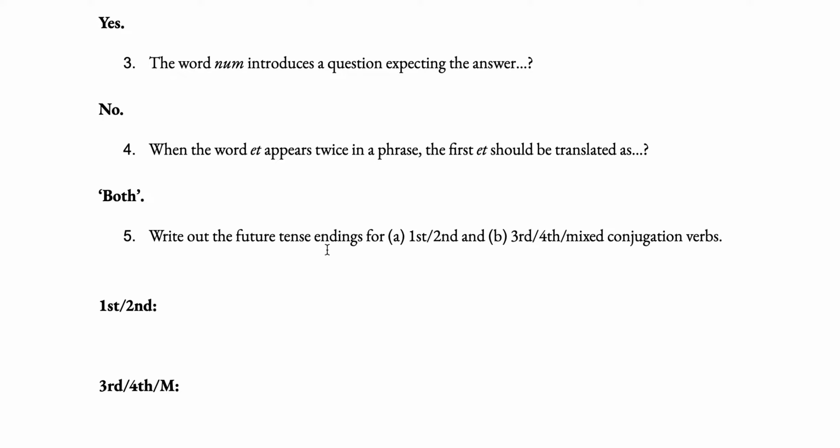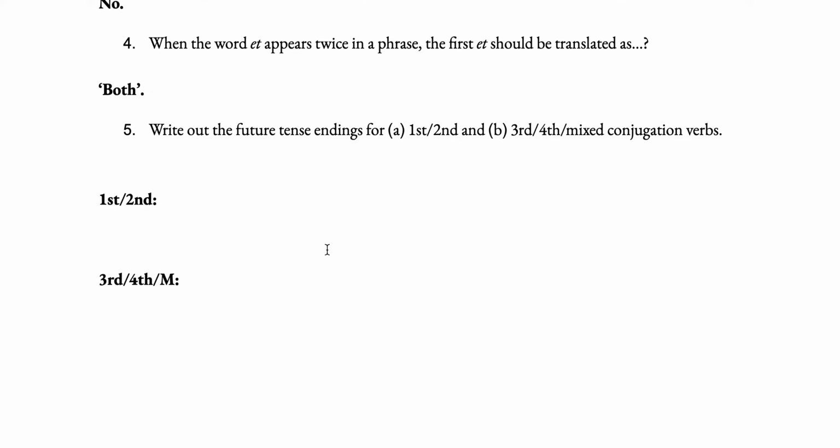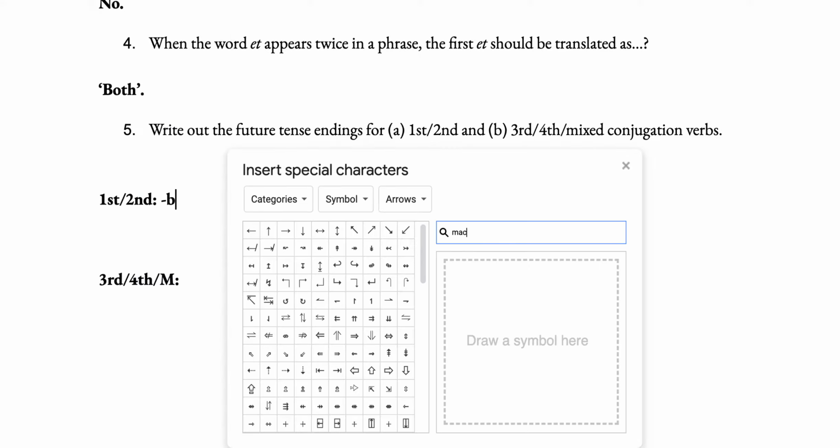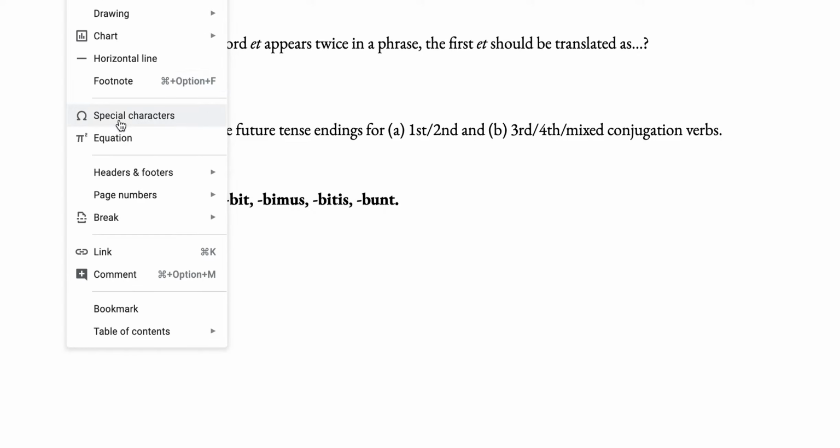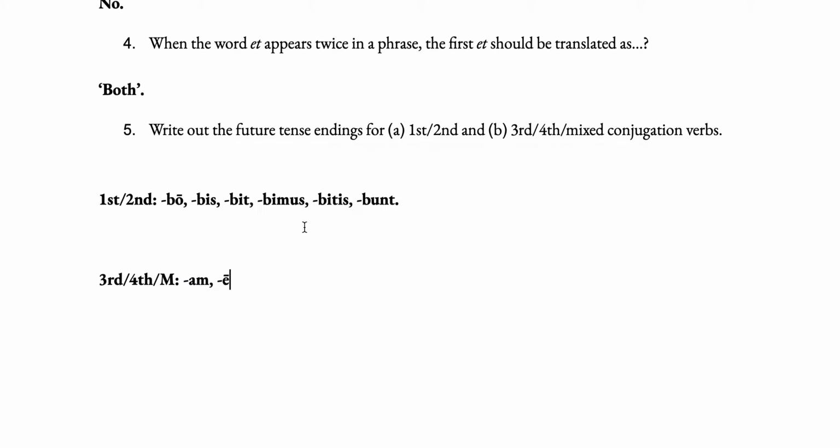Okay, so the future tense for first and second conjugation, you have bo. I need, again, the long O. Here it is. Bo, bis, bit, bimus, bitis, bunt. And then for the third, fourth, and mixed conjugations, we have am, and then es, and then et, and then emus, and then etis, and then ent.